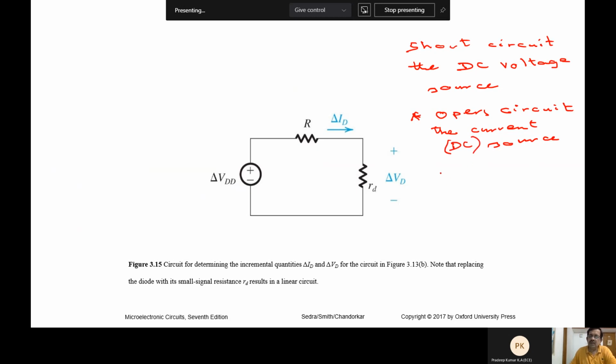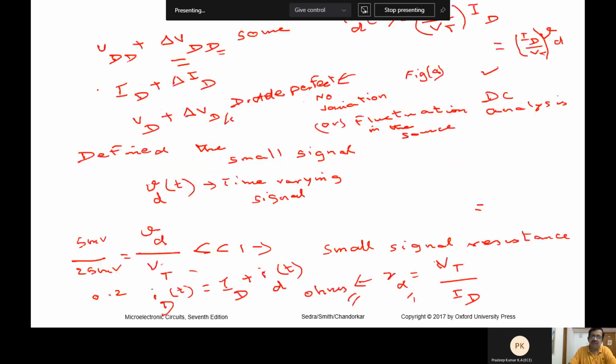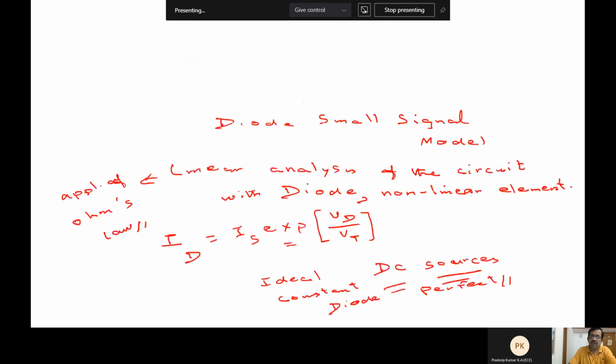And then, you remember the circuit? We got this circuit, which is figure B. Let us go back to that figure.